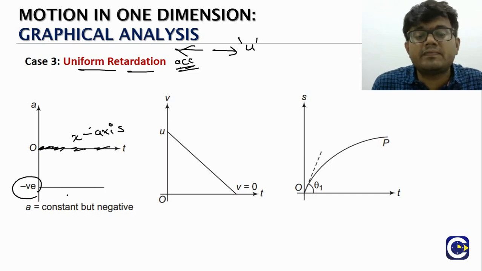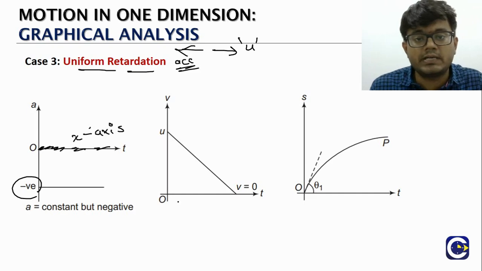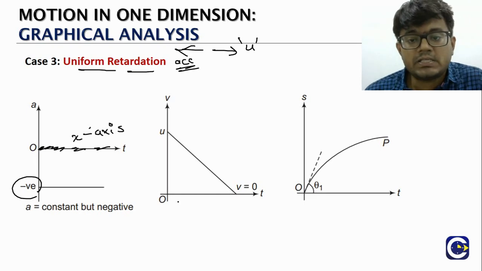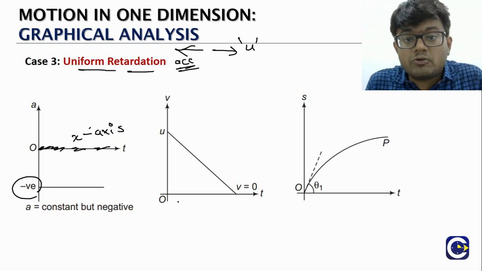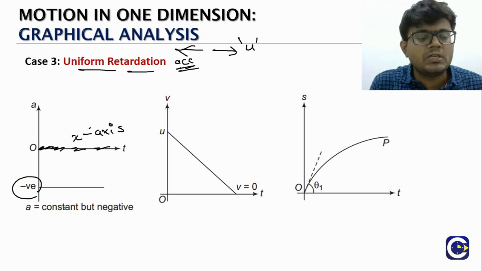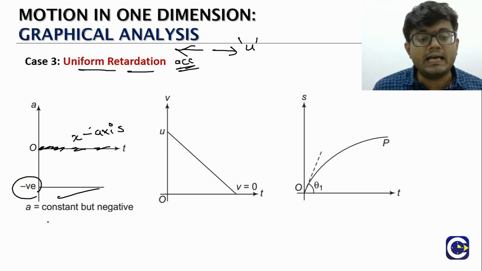What is the significance of negative? Because that is what we do in 1D motion: if the initial velocity direction we take as positive, the acceleration which is in the opposite direction will have to be taken as negative. So this is a constant but negative value for the acceleration. That is our uniform retardation.